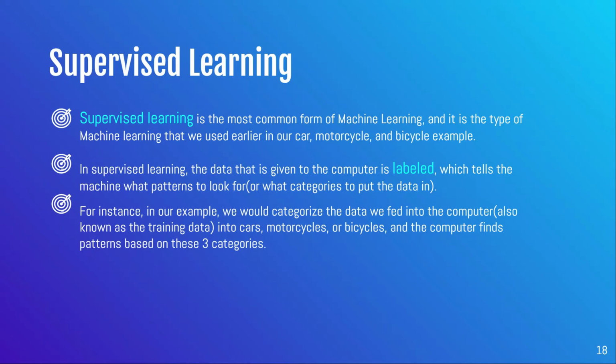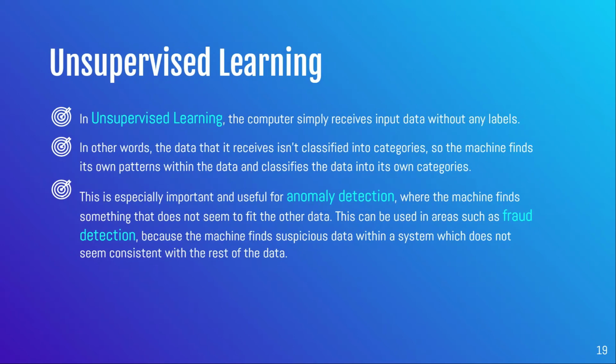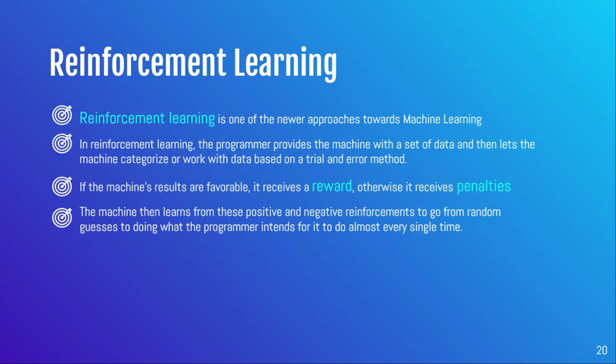And next up we have unsupervised learning. Unsupervised learning is a bit different. The computer simply receives input data without any labels. In other words, the data received isn't classified into categories, so the machine has to find its own categories and patterns. This is especially important in anomaly detection, such as fraud detection, because the machine finds suspicious data within a system which does not seem consistent with the rest of the data, and this is then identified as a fraud.